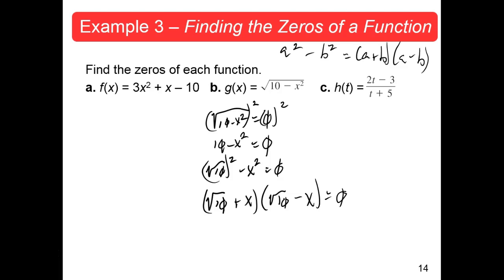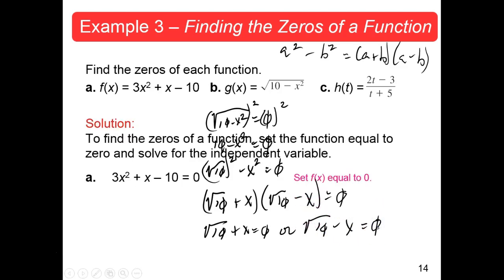Okay. If two entities are multiplied giving you 0 as a result, one of those entities has to be 0. Maybe both, but at least one. So either the square root of 10 plus x equals 0, or the square root of 10 minus x has to be equal to 0. One of those has to be true, if not both. Okay?